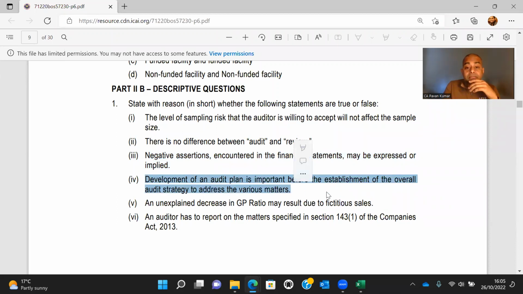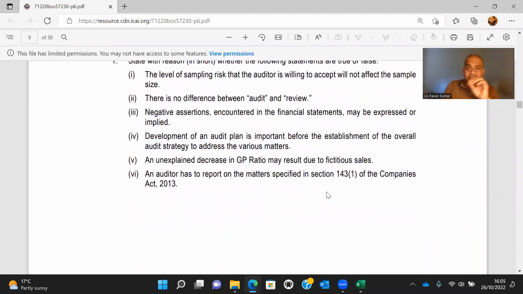Development of an audit plan is important before establishment of overall audit strategy. I'm not going to spend more time on this because I clearly told you, first you have to develop audit strategy, which sets the direction and scope of the audit. Based on that, audit plan will be developed. So audit plan is important before overall audit strategy. Is this correct or incorrect? Fourth one. Your answer is right. Incorrect.